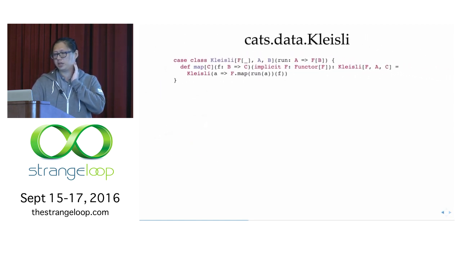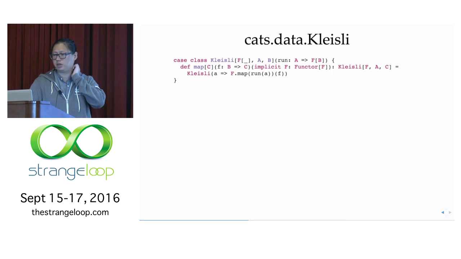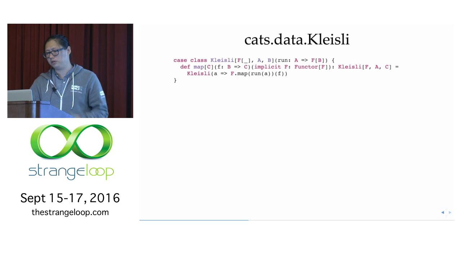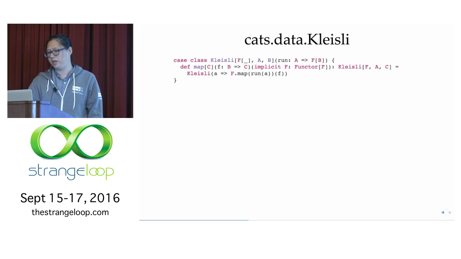The trick is Cats has this thing called Kleisli, a typical functional programming thing that you can wrap a function with. Instead of a function from A to B, you take a function from A to F of B, and then you can do all kinds of things with this Kleisli and combine and compose them just like they are functions from A to B.